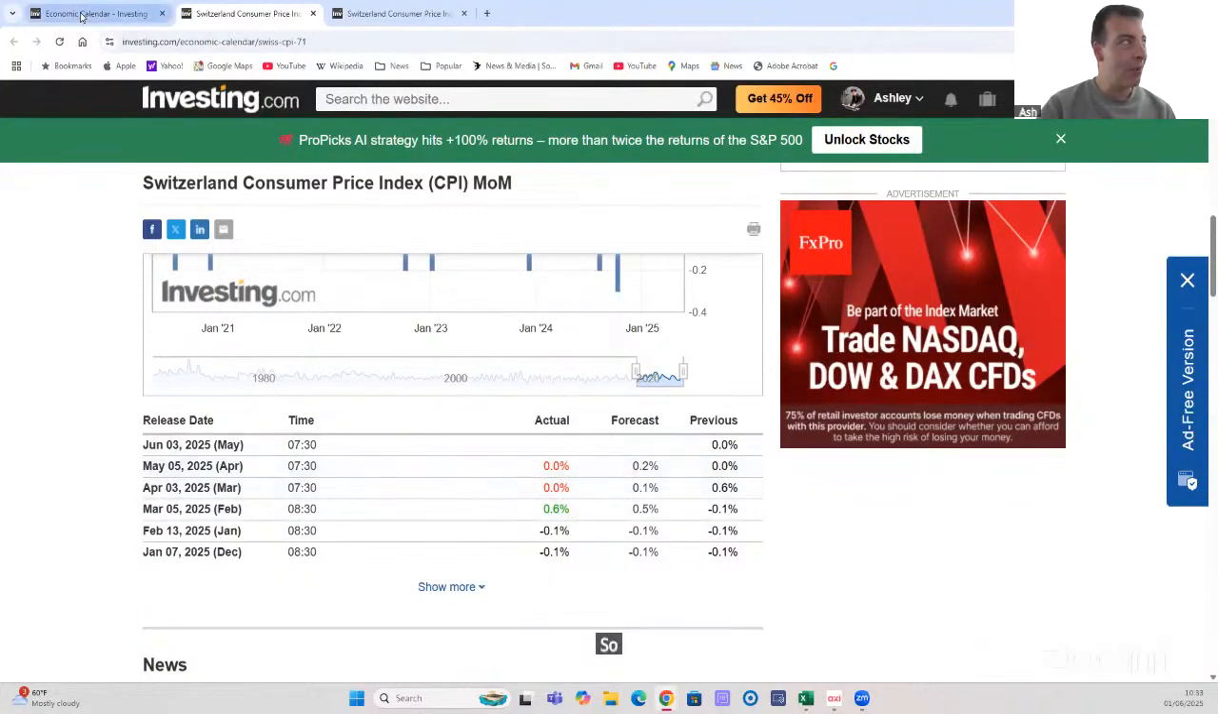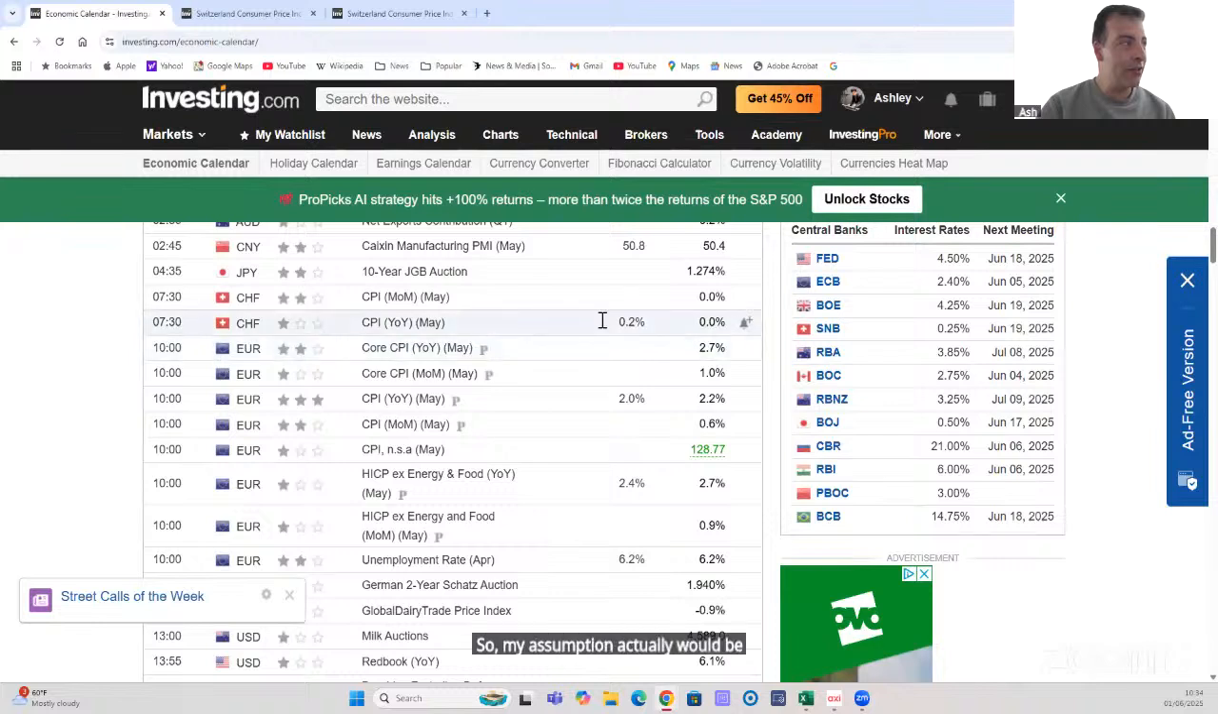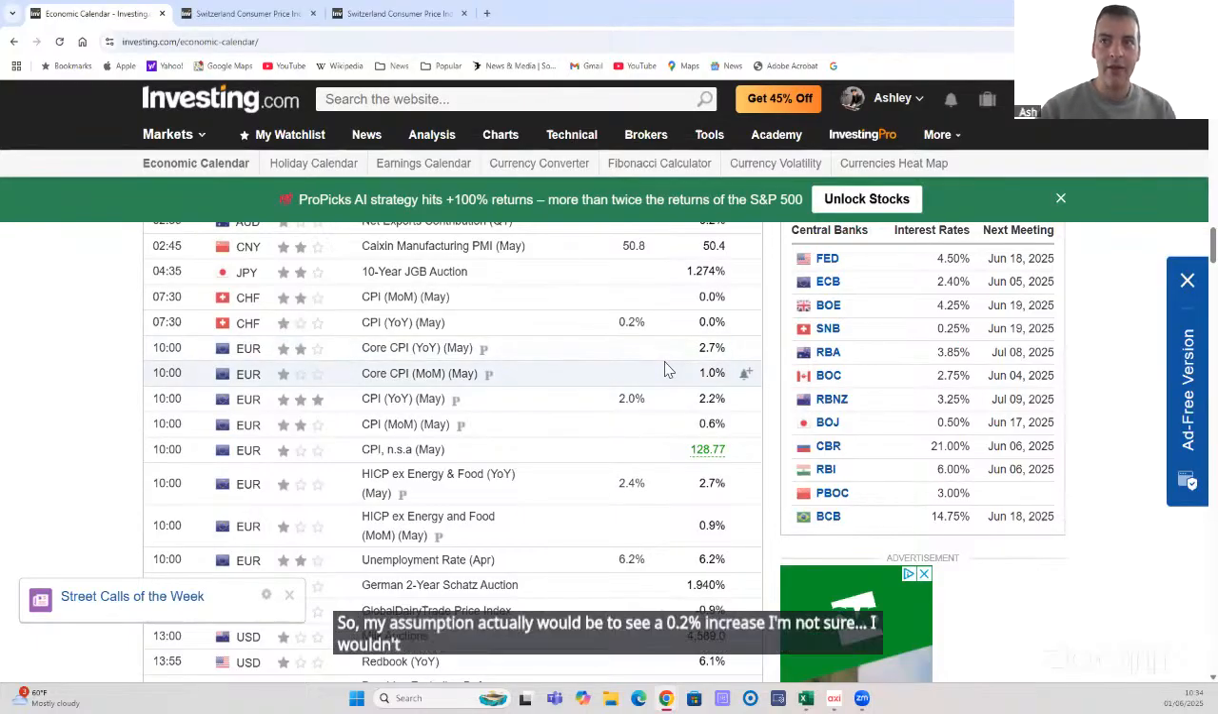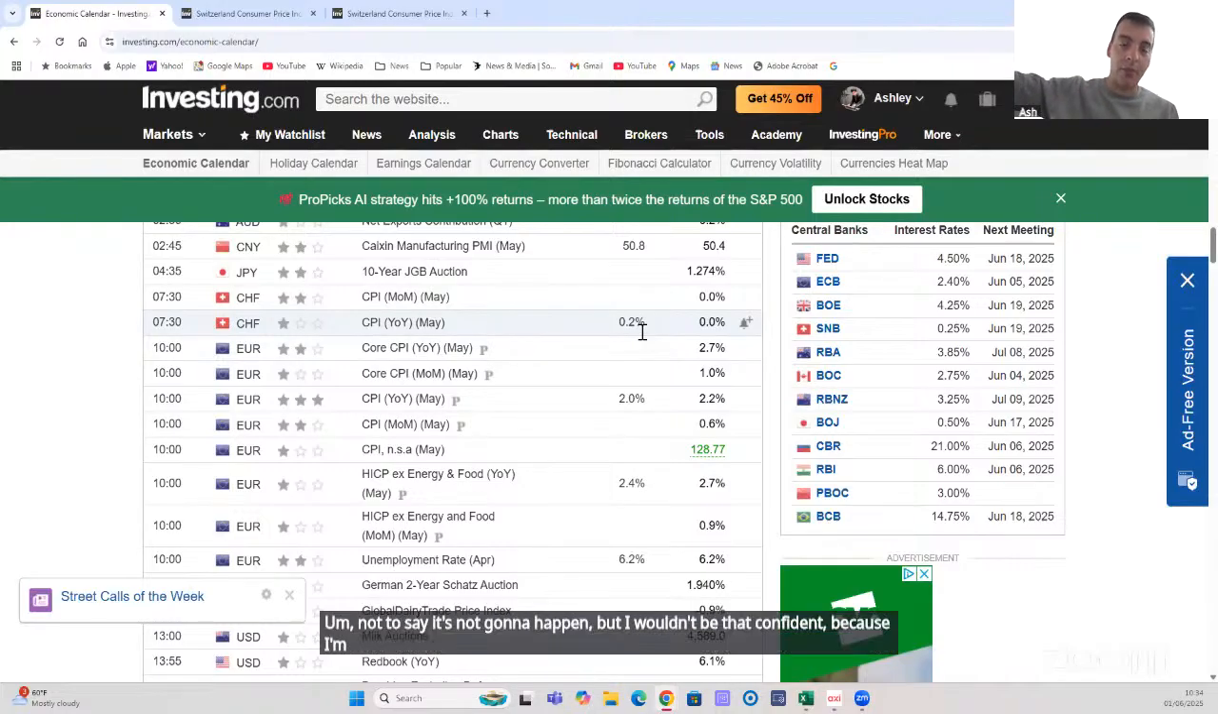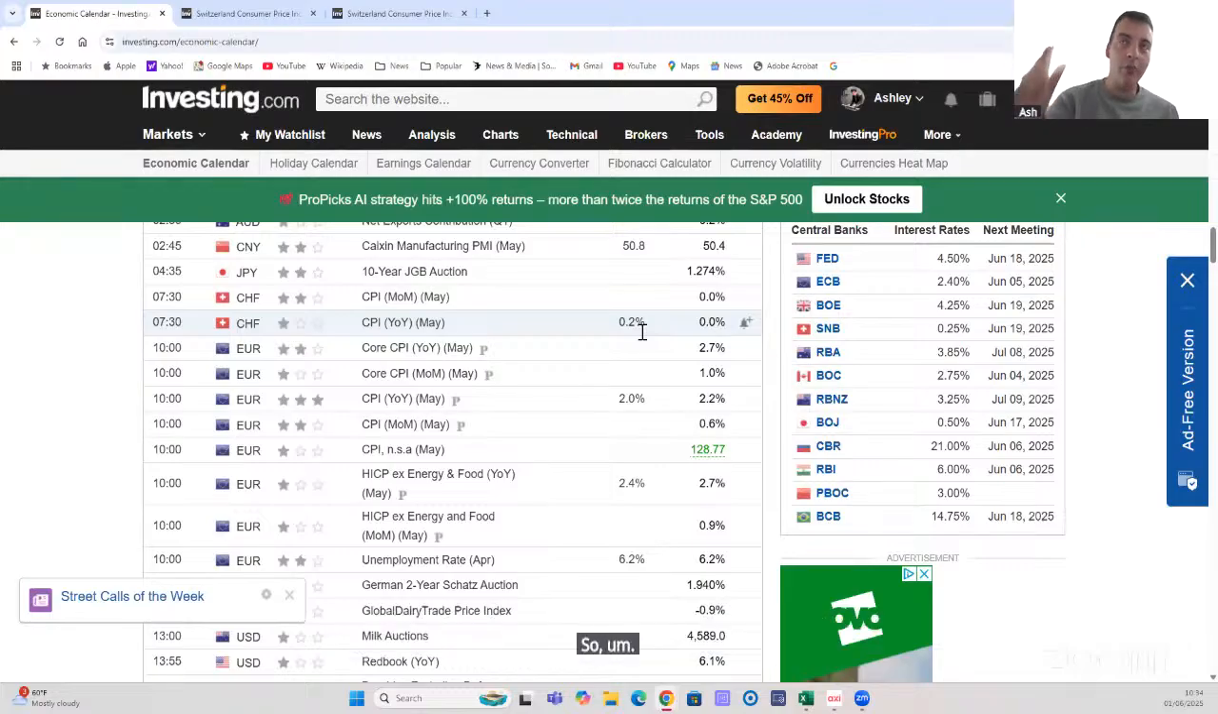So my assumption actually would be to see a 0.2% increase. I'm not sure. I wouldn't be that confident about that. Not to say it's not going to happen, but I wouldn't be that confident because I'm omitting last June's number, which was a high number, 1.4%. So will there be a 0.2% increase from last month? The monthly indicators suggest not. So I wouldn't be that confident with that.